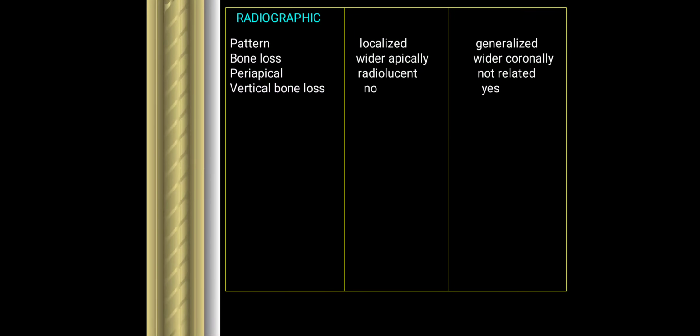If we talk about the radiographic features, then the pattern of bone loss will be localized and wide in pulpal disease and generalized and wide in periodontal disease. Periapical radiolucency will be seen in pulpal disease, and no periapical radiolucency will be seen in periodontal disease. Vertical bone loss will be present in periodontal disease, but no vertical bone loss will be present in pulpal disease.